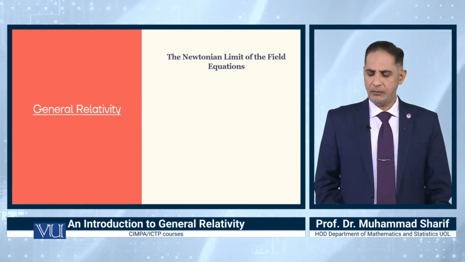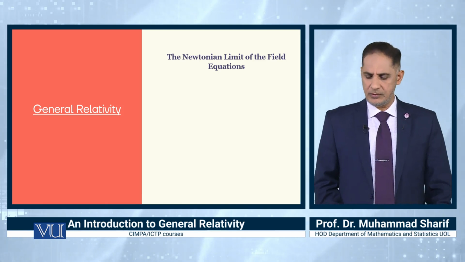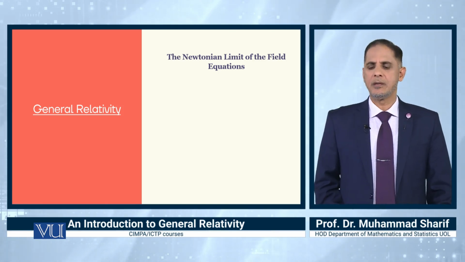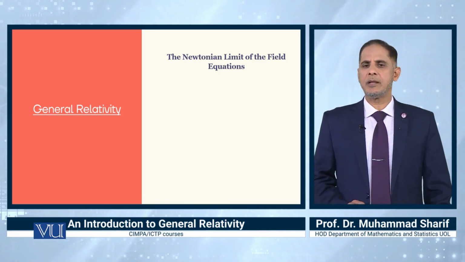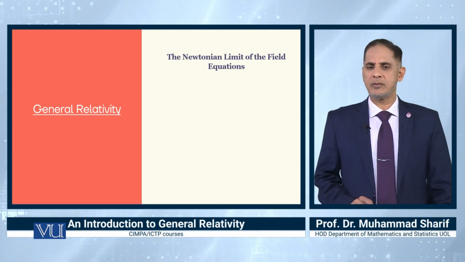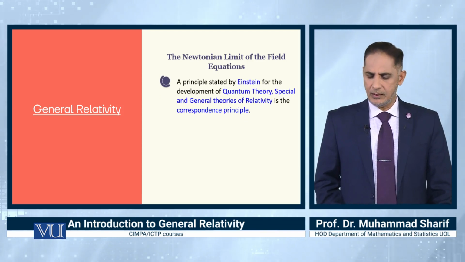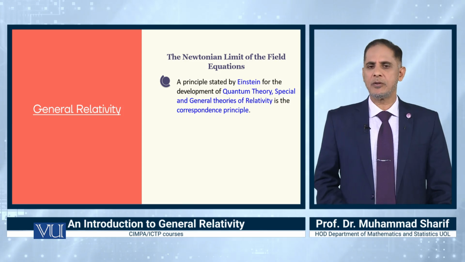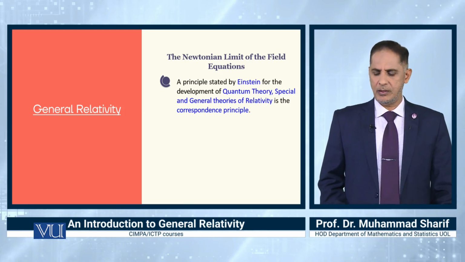After these equations, I would just discuss two applications of these equations. First, the Newtonian limit of the field equation. When we apply the Newtonian limit to the field equation, it reduces to the Poisson equation. Similarly, when we apply some limits to the geodesic equation, it reduces to the equation of motion in classical mechanics.